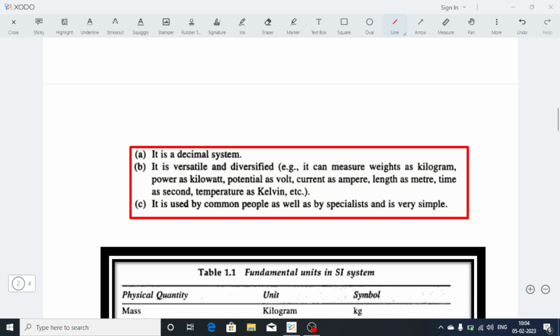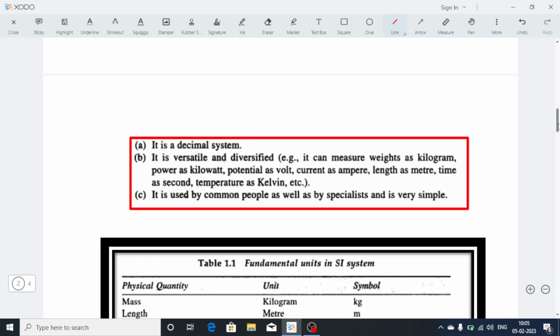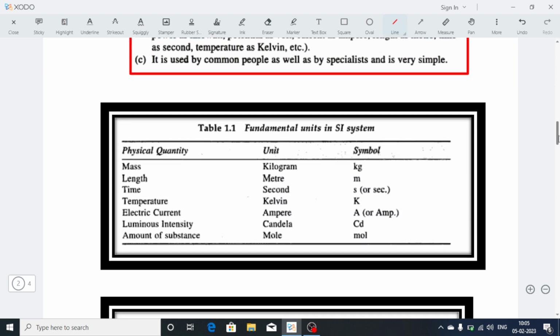Next, fundamental units in the SI system. So what are the fundamental units in the SI system? Number 1, mass. Mass unit is kilogram, symbol is kg. Length unit is meter, symbol is m. Time unit is second, symbol is s. Temperature unit is Kelvin, symbol is K.